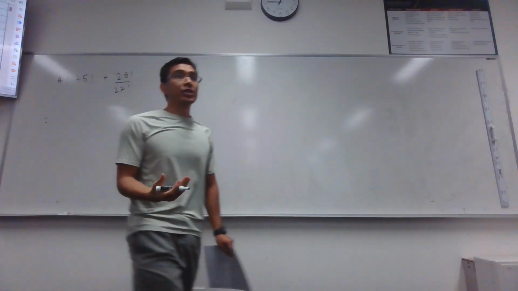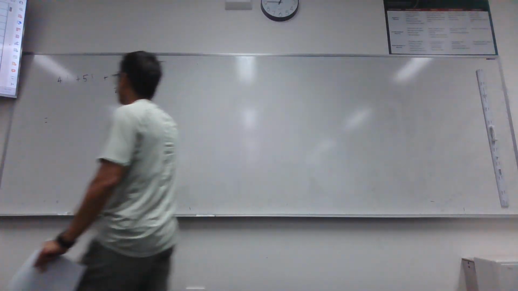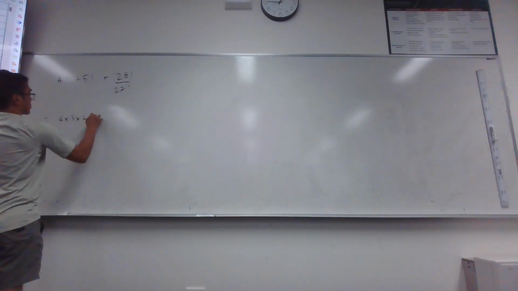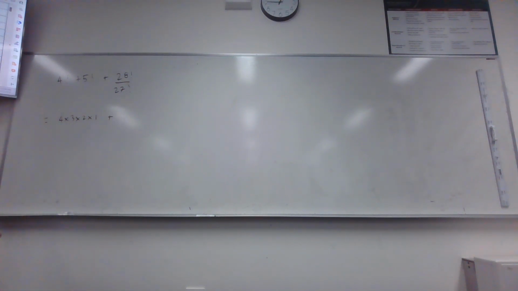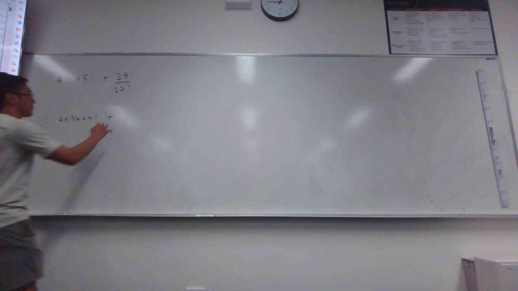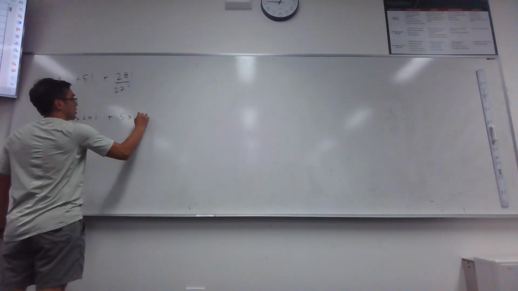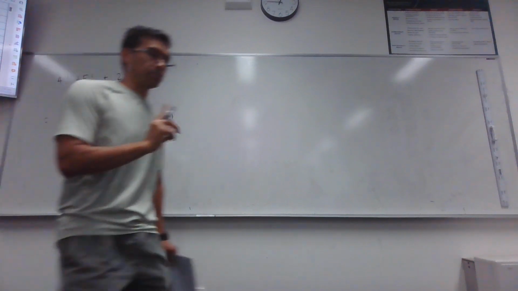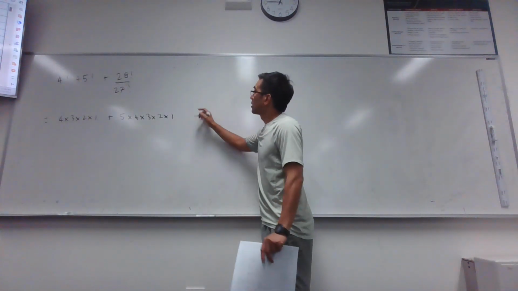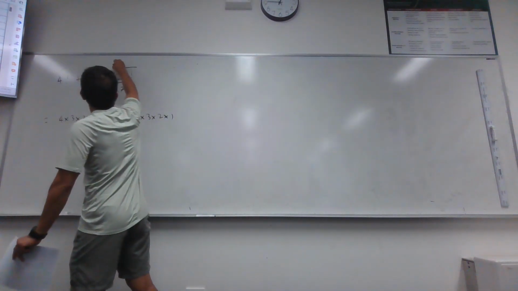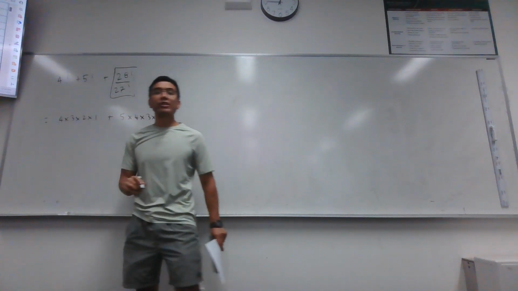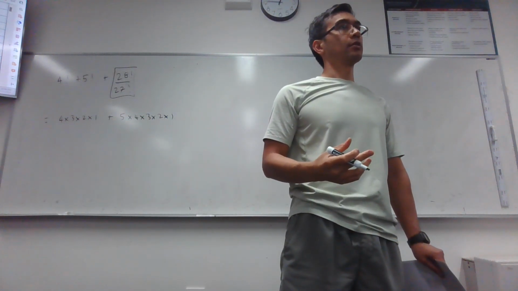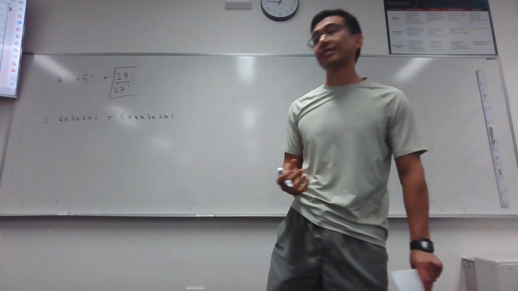4 factorial, we can see from the 4 is 4, 3, 2, 1. 5 factorial is 5 times 4 times 3 times 2 times 1. Now, over here, this looks really complicated. We can just cancel. Exactly.